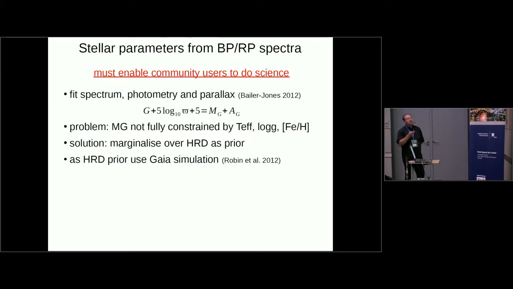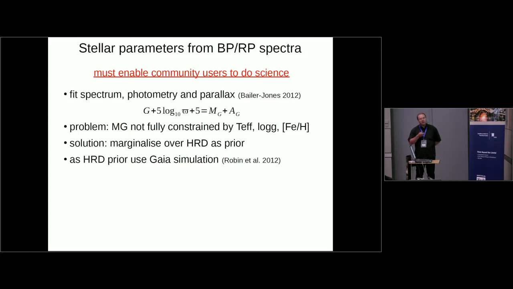But the absolute G magnitude is not a fit parameter in our case. Our fit parameters are temperature, gravity, and metallicity. But from these three, you cannot fully constrain the absolute magnitude, because you can still vary the mass. For these three fixed, you can still vary the mass and the radius. And by varying the radius, you change the absolute brightness of the source. So what we do to overcome this problem is we marginalize over the Hertzsprung-Russell diagram.